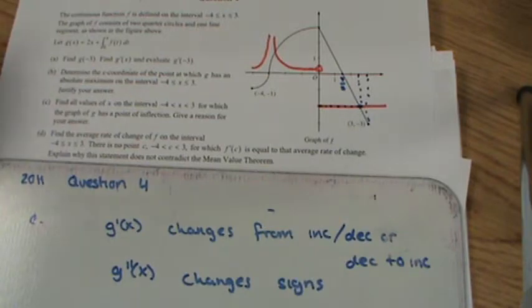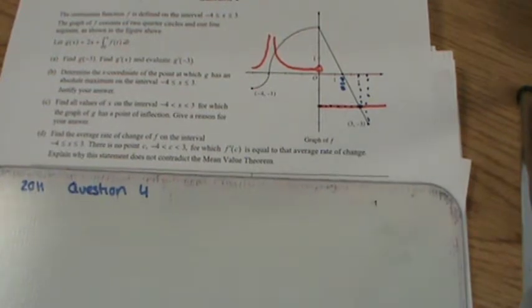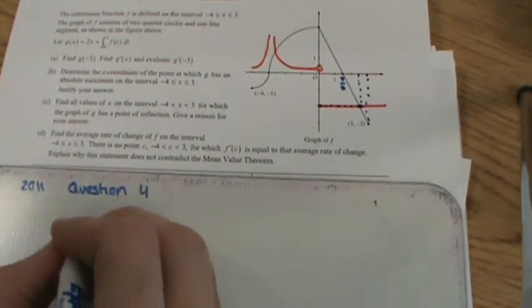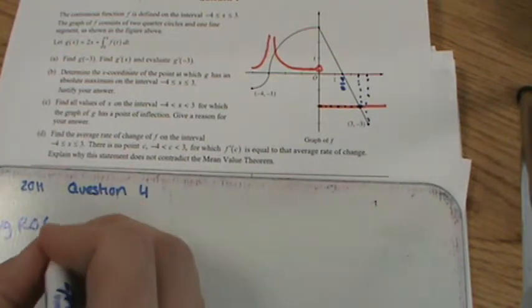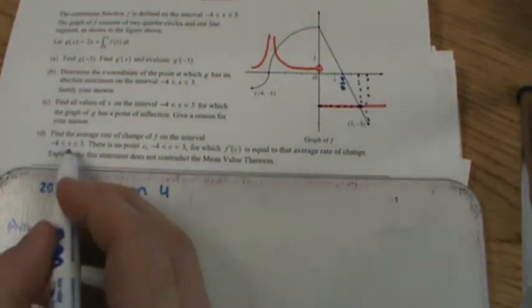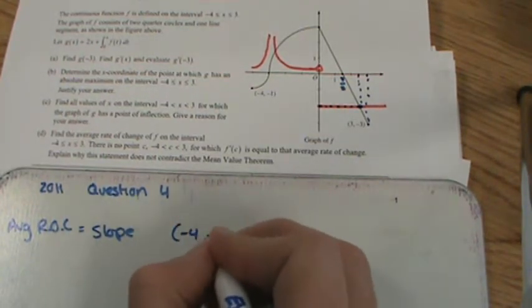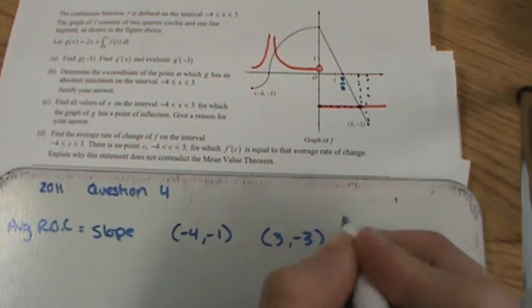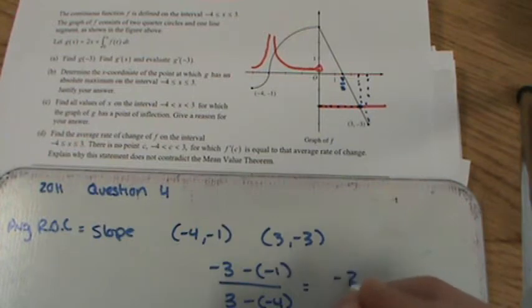All right, for our last part, part D, this has been a long one. Find the average rate of change. Now, average rate of change should be sparking some bells in your head. Average rate of change is always going to be the slope between whatever values they give you. So in this case, they want it between -4 and 3. They gave us those points, so we're going to find the slope between (-4, -1) and (3, -3). So that's going to be -3 minus -1 over 3 minus -4, which is going to give us -2 over 7.